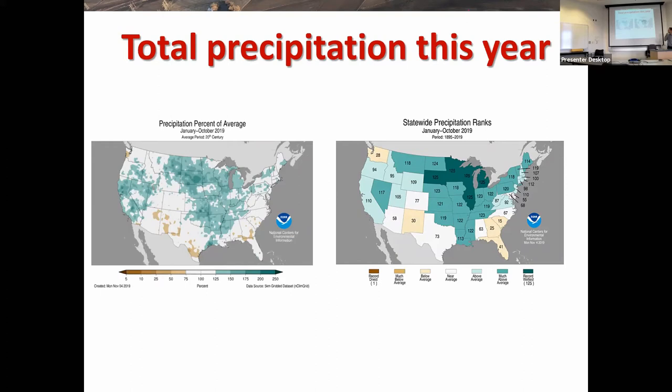And this year, so far we have seen our record wettest year for many of the states in the Midwest. We've been about normal here, and that's just some perspective.